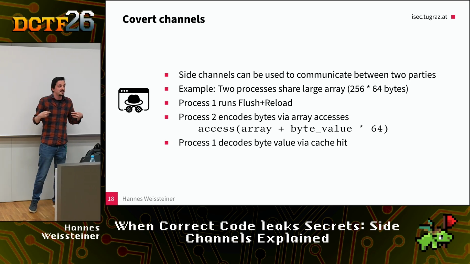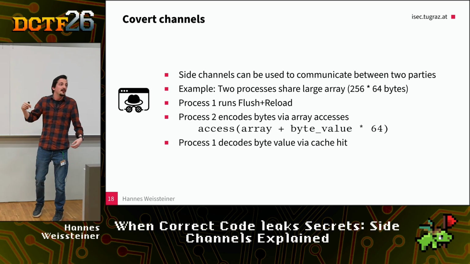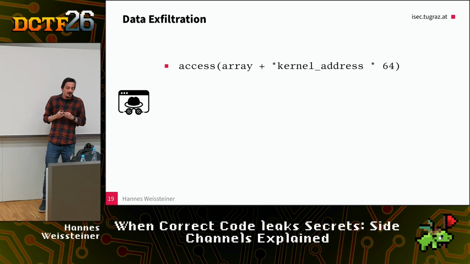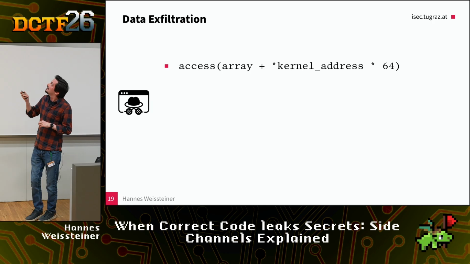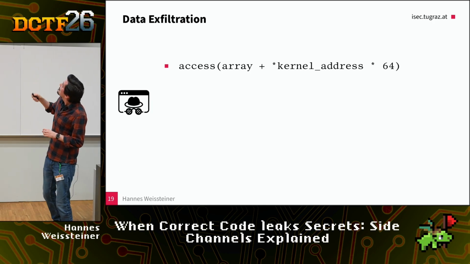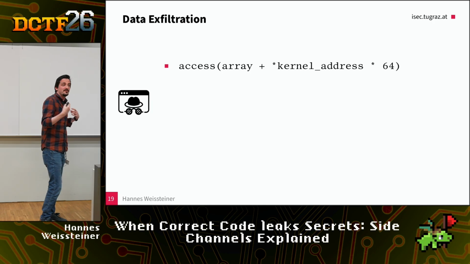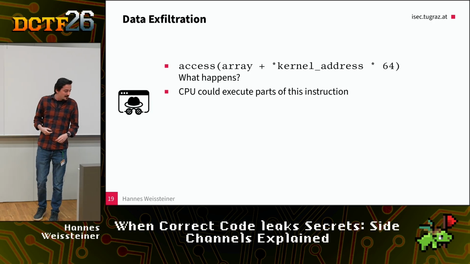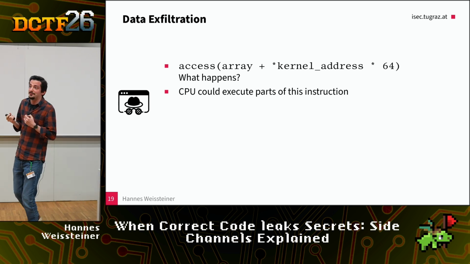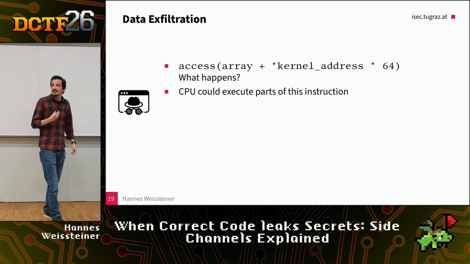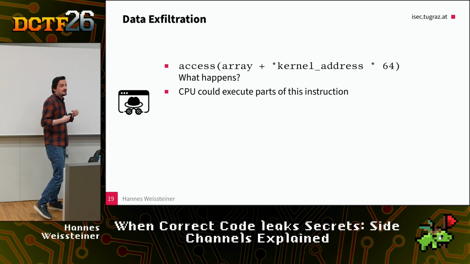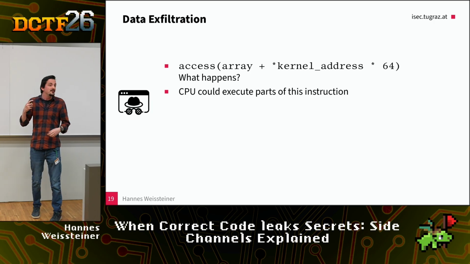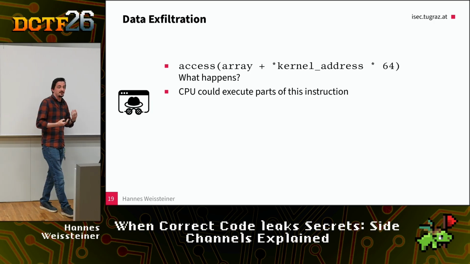Process 1 then sees a cache hit on only that specific value, and information has been transmitted. What if we do this? We access an array based on some value behind a kernel address. This should fail, right? But if the CPU manufacturers haven't been paying attention, the CPU could already execute parts of this instruction and already prefetch some stuff into memory.